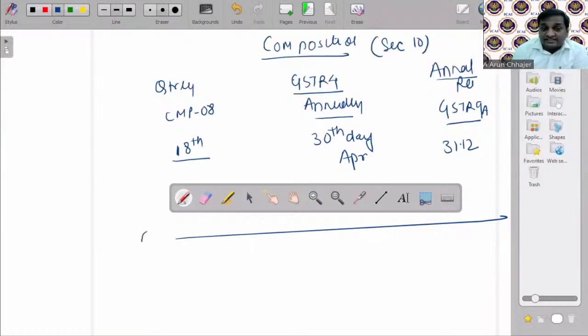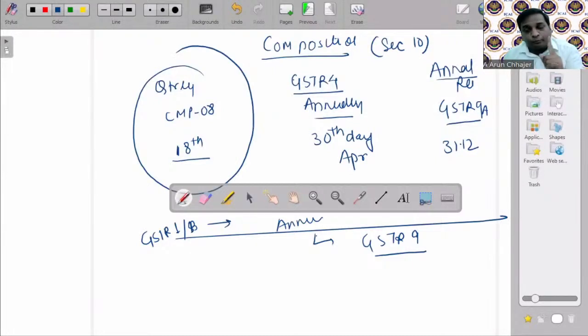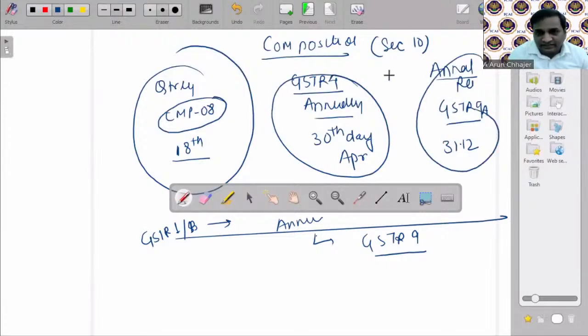There is also, which we discussed, GSTR 1, GSTR 3B. Here also there is one annual return concept, that is form number GSTR 9 only. Annual return is GSTR 9. Now we are talking about how they have to pay the taxes. Whether composition dealer can take the input tax credit, can he pass the input tax credit? Answer is no. So whatever taxes they need to pay, they have to pay in cash. GSTR 4 and annual return. So whatever liability they have, they have to pay in cash, because ITC is not available to the composite dealer.